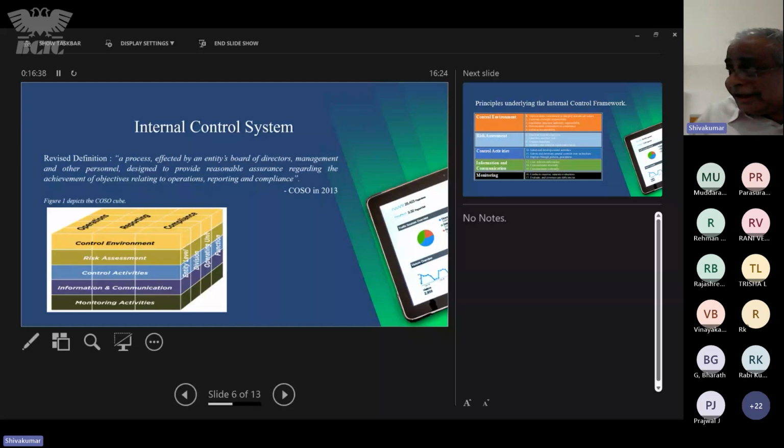They are represented in the form of a cube, and the top face of the cube gives the objectives in terms of operations, reporting, and compliance, while the segregation of duties comes in the adjacent side. It has been very clear that it should cover not only the entity level, division level, and operation level, but also the branch level as well as the function level of all the people involved. The components are risk assessment, control activities, information and communication, and monitoring of the activities.